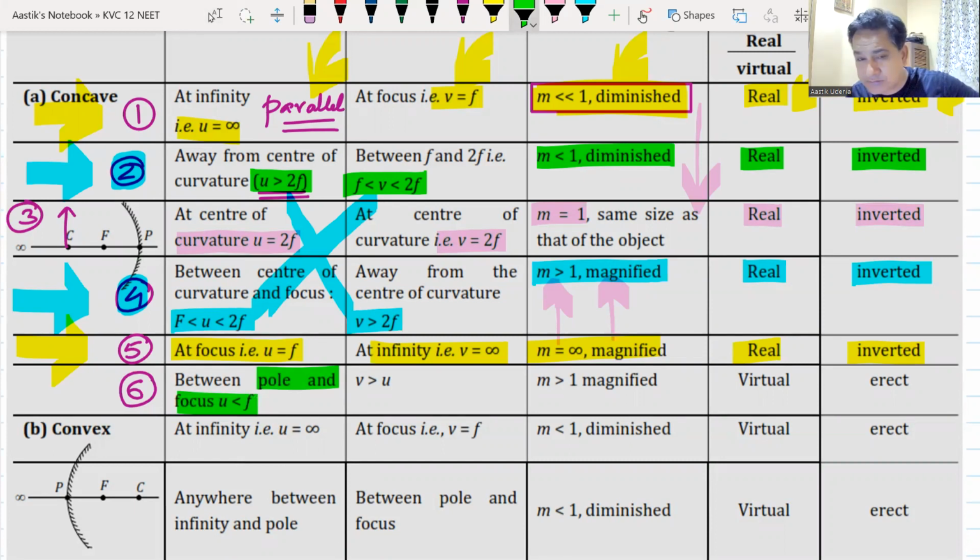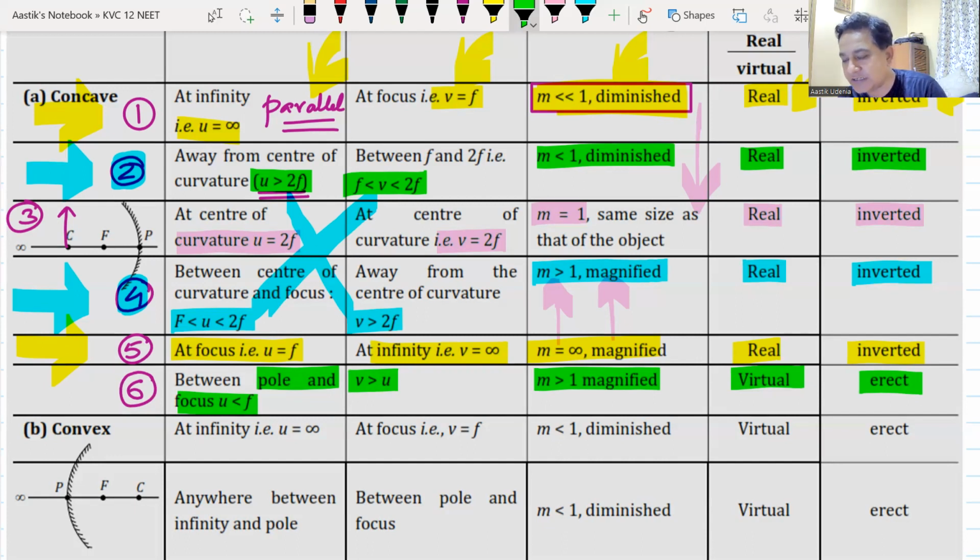Pole and focus. Now, in this case, up till now, the image was real. Now, this is the only case where the image is virtual. So it is not going to come on this side, the same side. It is going to come on the other side, in such a way that the distance of the image will be more than the distance of the object, and therefore you will always get a magnified image of the object.